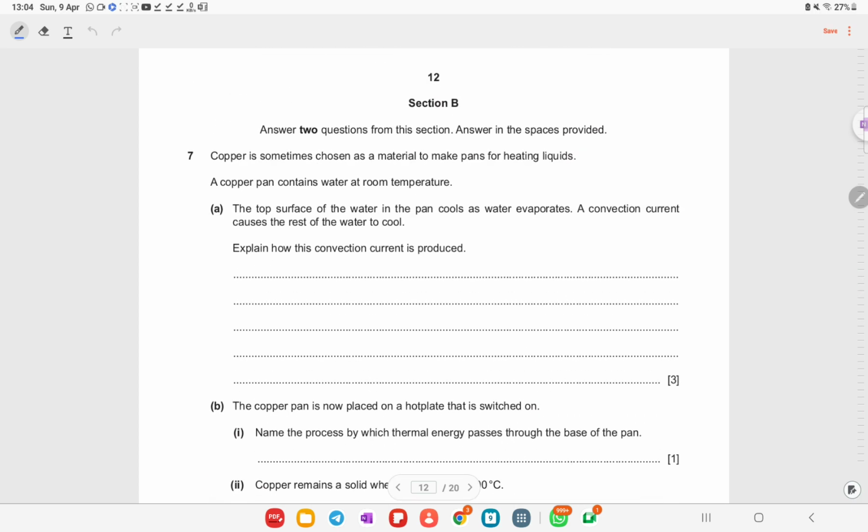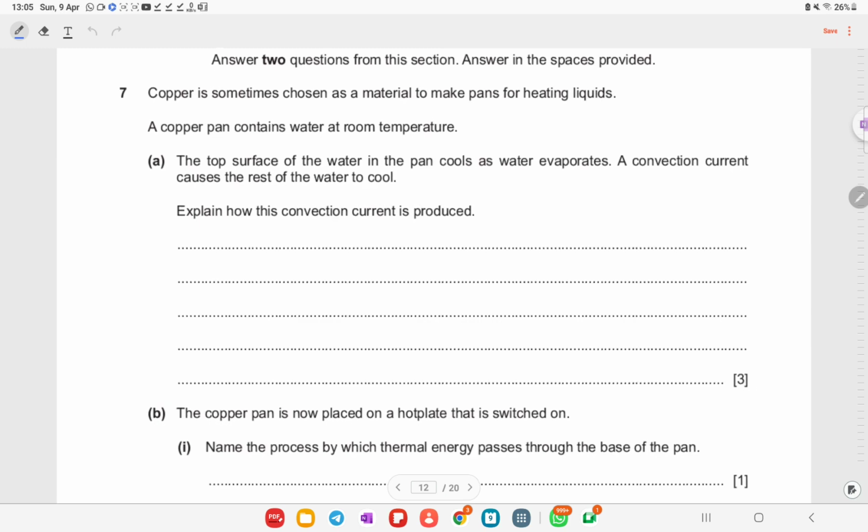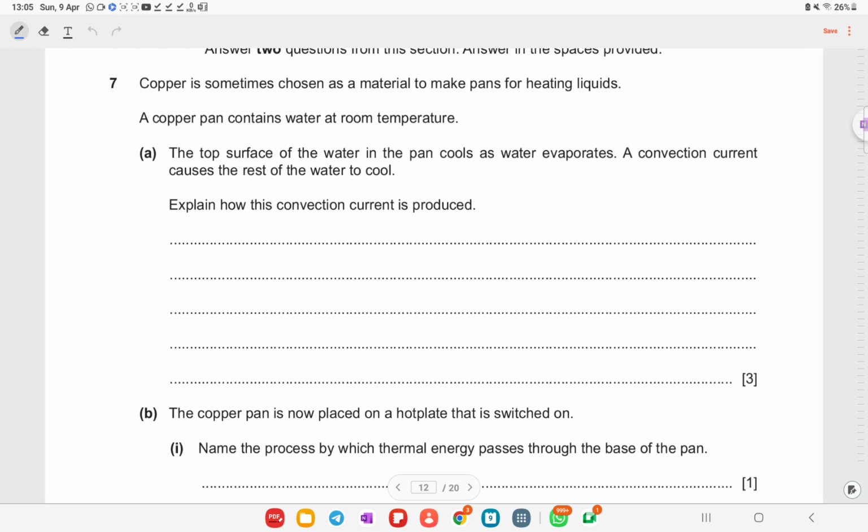This is section B, and copper is sometimes chosen as a material to make pans for heating liquids. A copper pan contains water at room temperature. The top surface of the water in the pan cools as water evaporates. The convection current causes the rest of the water to cool. Explain how this convection is produced.